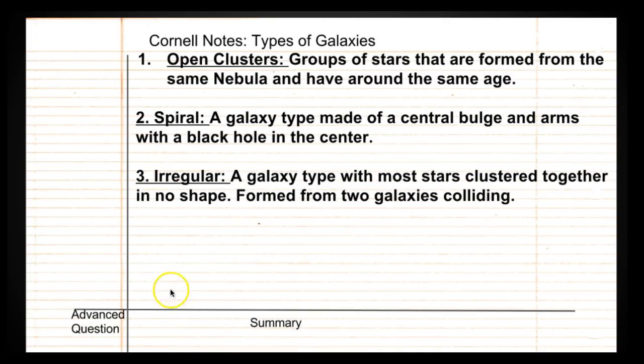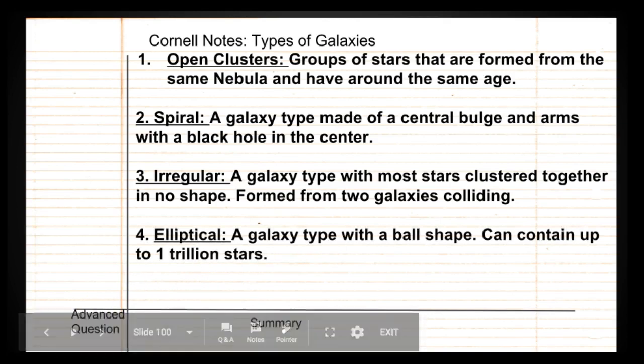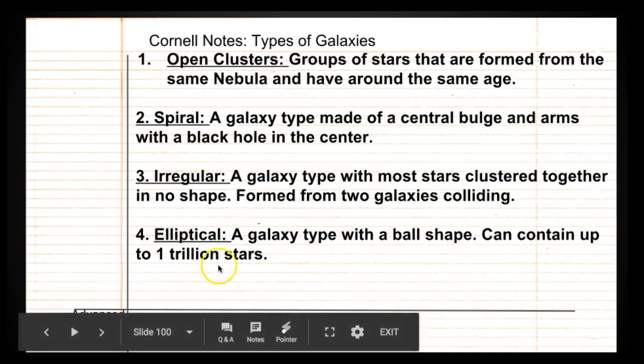Okay, moving on to 4. An elliptical galaxy. An elliptical galaxy usually has like a ball shape, and they're usually the bigger types of galaxies with numbers towards 1 trillion stars. I'm going to move on to a picture, so if you want to pause the video here.